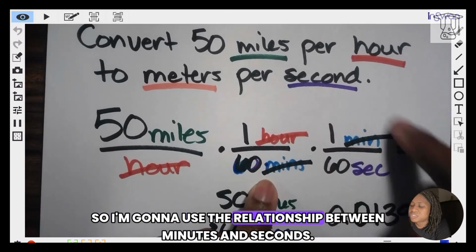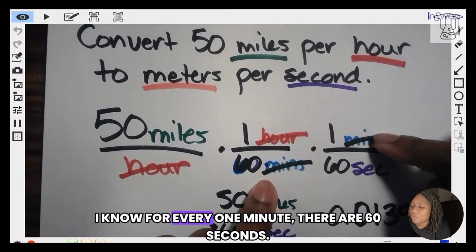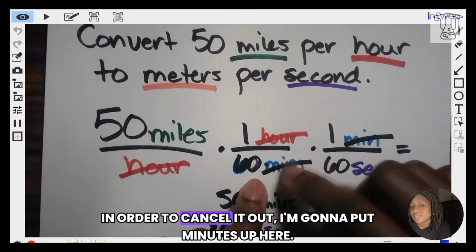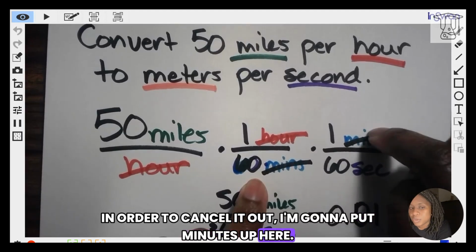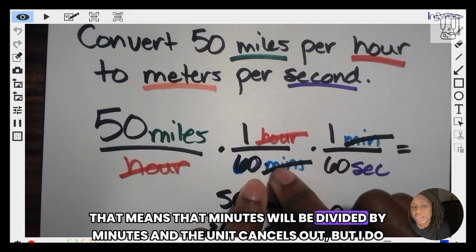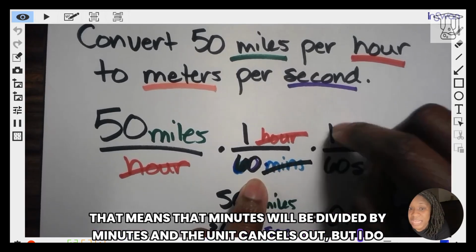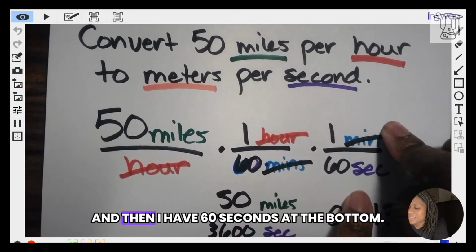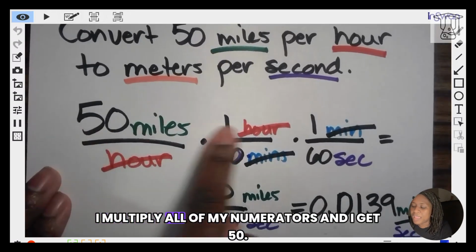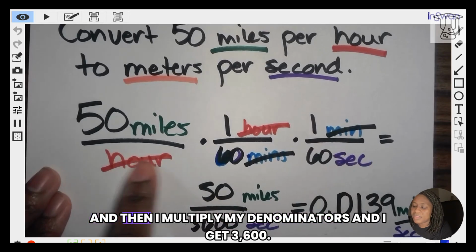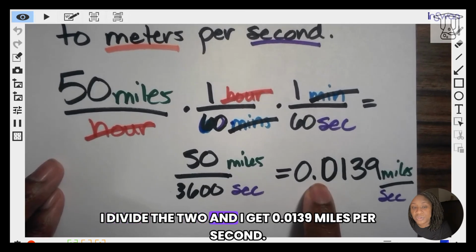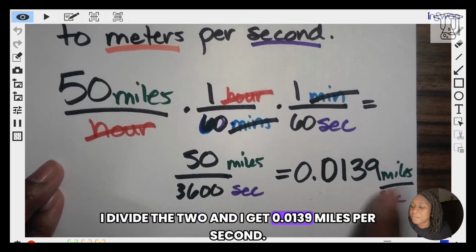So I'm going to use the relationship between minutes and seconds. I know for every 1 minute, there are 60 seconds. So I have minutes down here. In order to cancel it out, I'm going to put minutes up here, my conversion factor for minutes at the top. That means that minutes will be divided by minutes and the unit cancels out, but I do nothing to that number. Leave it alone. And then I have 60 seconds at the bottom. So when I work this problem, I multiply all of my numerators and I get 50. And then I multiply my denominators and I get 3,600. I divide the two and I get 0.0139 miles per second.